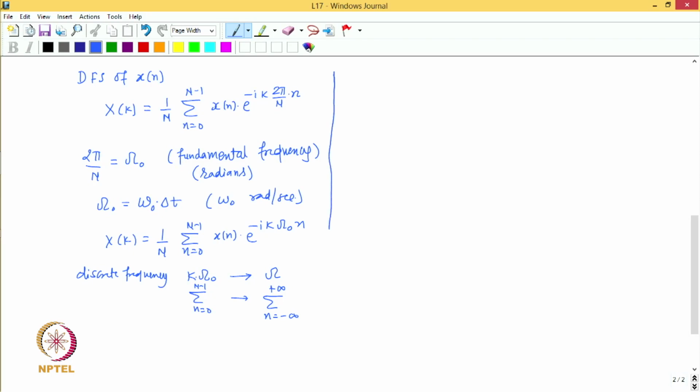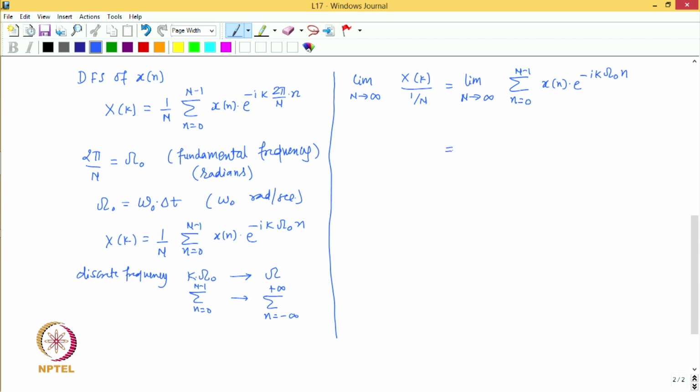So, let us incorporate these changes here. So, let us take the limit when n tends to infinity, then now we want to find the limit of xk upon 1 by n, right, and this is equal to limit n tending to infinity, okay, and summation n equal to 0 to n minus 1 x n into e to the power minus i k omega naught n. So, now let us take the limit.